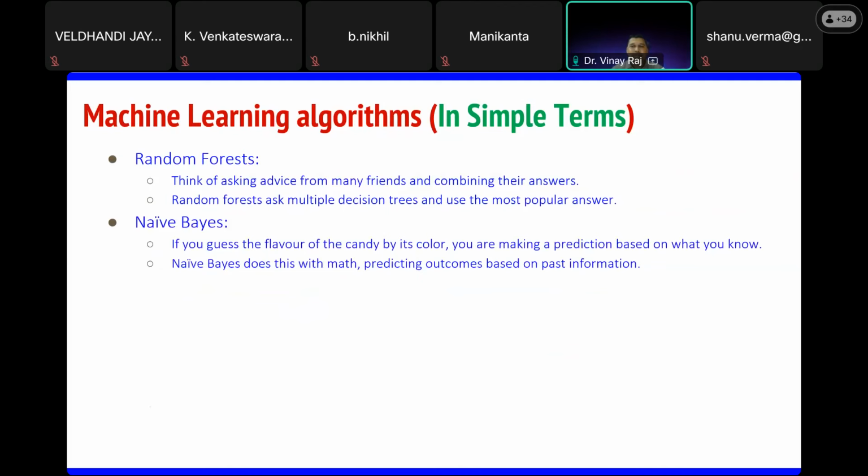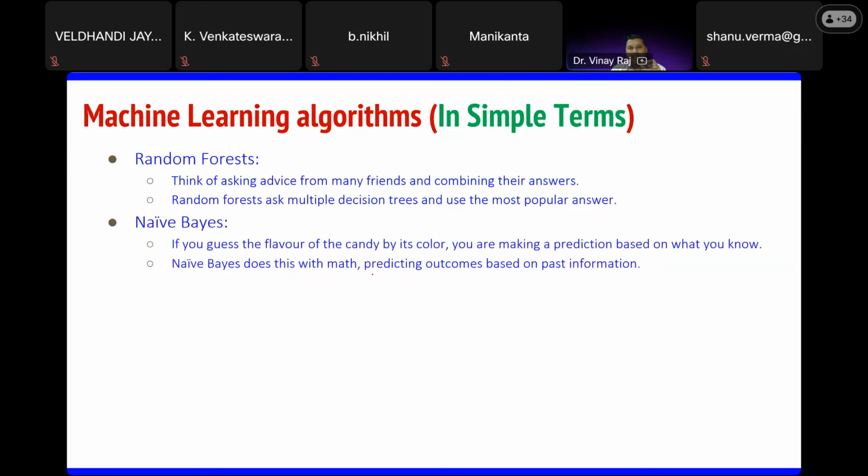Naive Bayes, a typical kind of algorithm in machine learning. What is this? See, if you guess the flavor of a chocolate or candy by its color, if it is an orange candy, you believe it's an orange flavored one. If you see a dark one, you may assume it is brown, you may assume it's a chocolate one, right?